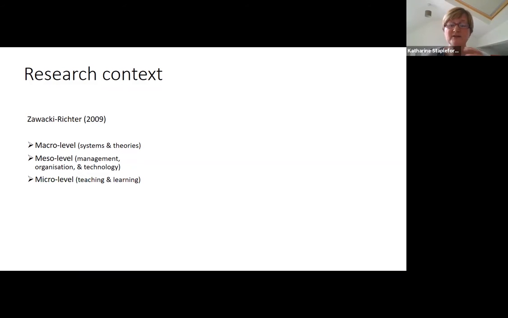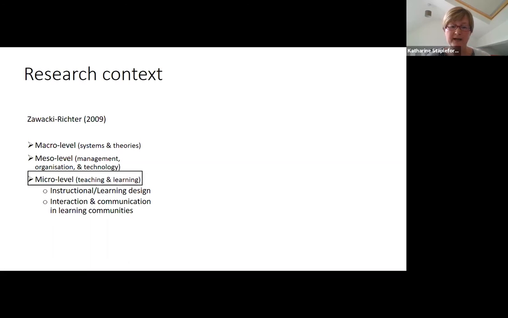And a major finding from this study was that the micro level far and above outweighs research in the other two areas. And this is understandable, as data in this area is perhaps more easily accessible, and it's perhaps more of an immediate concern to academics than the other two levels. So within that micro level, the three areas he identified were instructional design, interaction and communication, and learner characteristics.